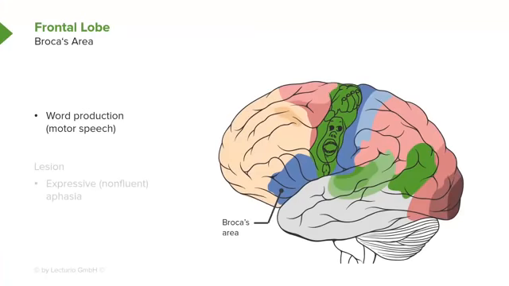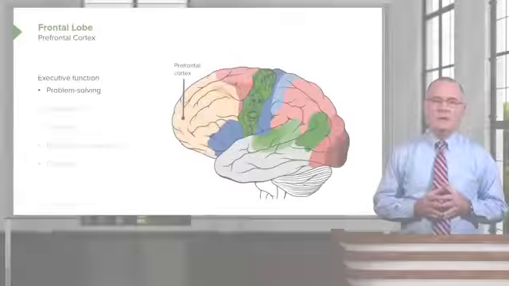Another important area within the frontal lobe is this area in blue. This is Broca's area, shown right in through here. This is the area of the frontal lobe that's involved in word production or motor speech. A lesion here results in expressive aphasia or non-fluent aphasia.